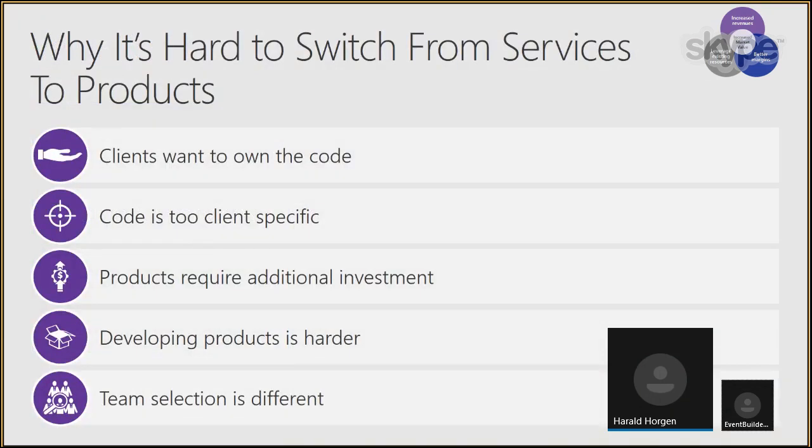But we get a lot of pushback when we talk to companies, because it's not that easy. I'm going to go through all the steps, and on paper it can look like a very easy transition, but it does require a lot of changes for an organization. And the pushback that we get from services companies is things like, well, the clients want to own the code, and in many cases they do.